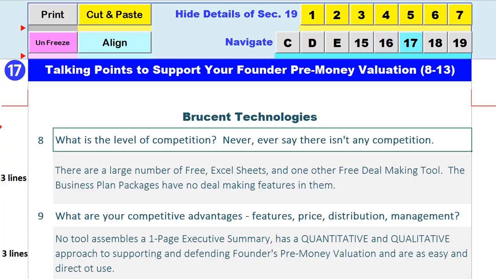What is the level of competition? Never ever say there isn't any competition. Well, there's always some kind of near competition. I remember owning a Pickett slide rule. And then 2 years later, out came the Hewlett-Packard 80. It cleaned the clocks of every person or every company making slide rules.